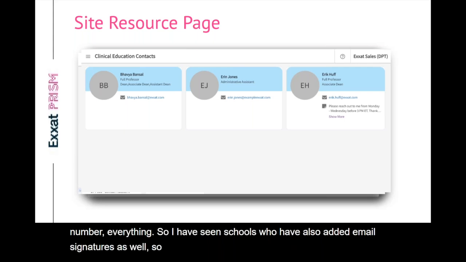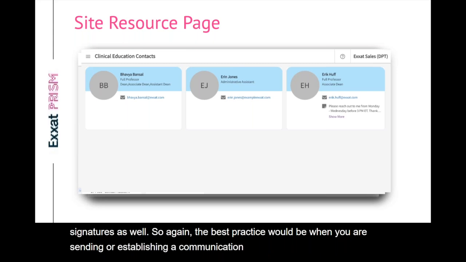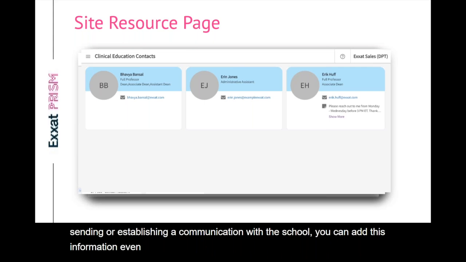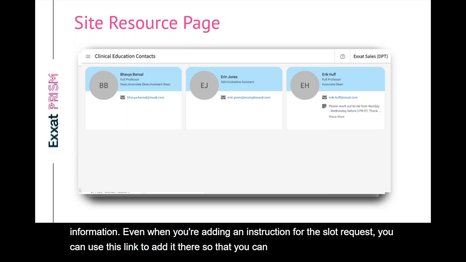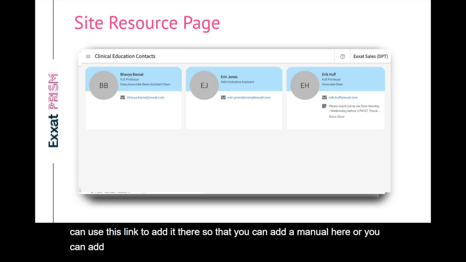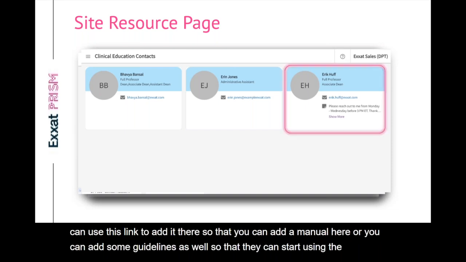So again, the best practice would be when you're sending or establishing a communication with the school, you can add this information. Even when you're adding an instruction for the slot request, you can use this link to add it there, so that you can add a manual here, or you can add some guidelines as well, so that they can start using the exact site resources page.